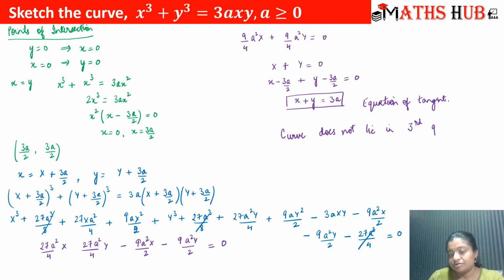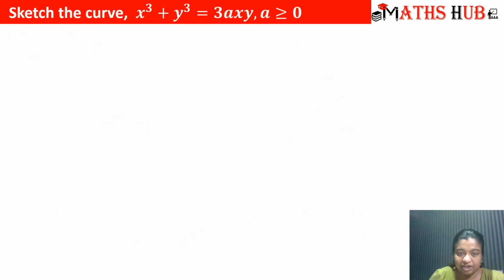So with the help of all these points, let us try to trace the curve. The equation of the tangent is x plus y is equal to 3a. The equation of the asymptote was x plus y is equal to minus a. The curve was passing through the origin. The points of intersection are (0, 0) and (3a/2, 3a/2). And similarly, we also saw that (0, 0) is a node. So based on all these things, let us try to trace this curve.